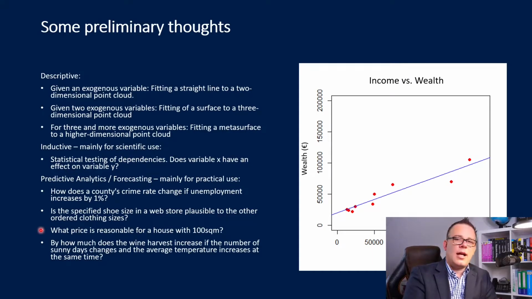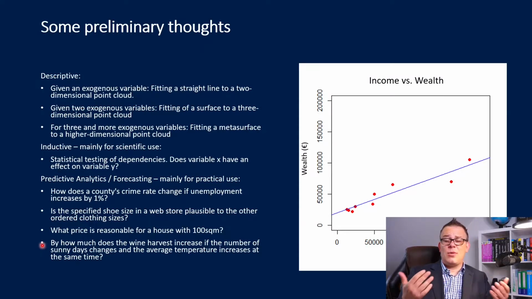We can determine housing prices. So what price is reasonable for a house with 100 square meters? Or, for example, by how much does the wine harvest increase if the number of sunny days changes and the average temperature increases at the same time? So this might be for a winery a very important forecasting technique, but also for climate change and so forth. So as you see, we can do millions and millions of possible use cases using OLS regression.